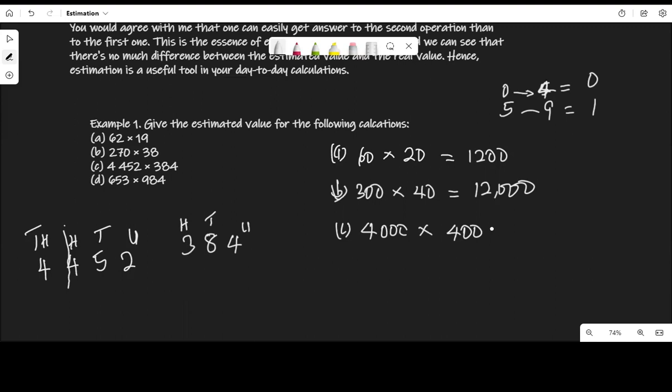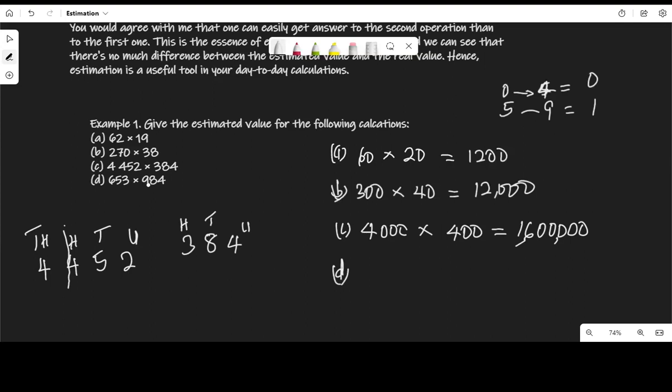Now let's multiply this number together. 4 times 4 is 16. Then let's add the zeros behind. 1, 2, 3, 4, 5. Which means 4,000 multiplied by 400 is 1,600,000. This comma is not supposed to be there. That is not the position. Let me write that properly. I have 1.6 million.